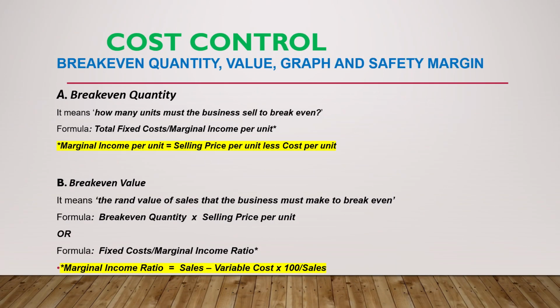Right. Now we are done with the income statement, whereby we used the absorption method and the direct or variable or marginal method. We are done with that. Now we are coming to another section, whereby we will calculate what is called break-even quantity, break-even value, and then we draw a break-even graph, whereby we are going to show what is called the safety margin.